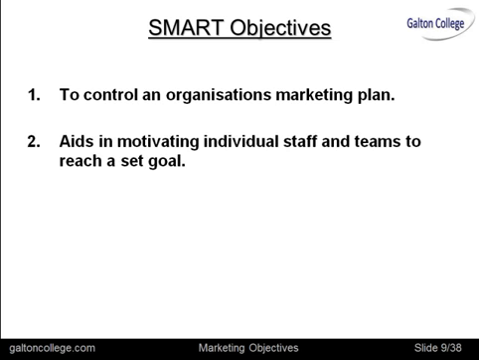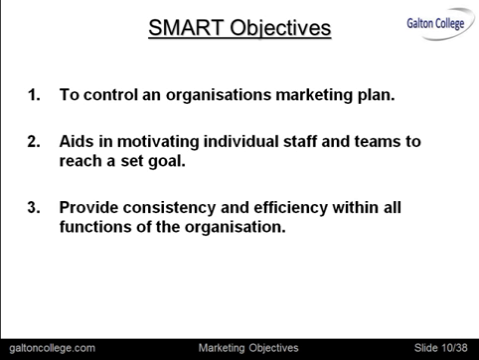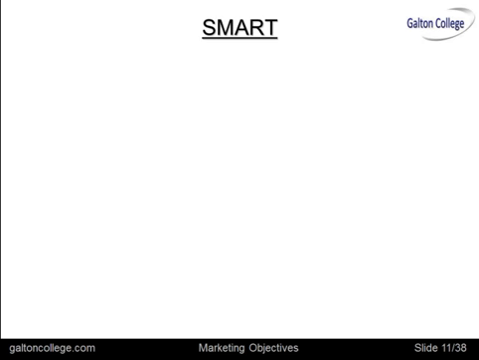It certainly aids motivating individual staff and teams to reach goals. If they know where they're going, if they know what they're trying to achieve, they will be better motivated. If they are drifting along, they can lose focus, they can lose interest, and there's no way of saying if they're meeting targets or not, because the targets have not been set because there are no proper objectives. So to have consistency and efficiency, objectives are essential. Now let's go back to SMART and see what this framework's about.